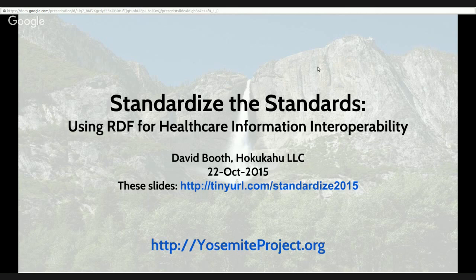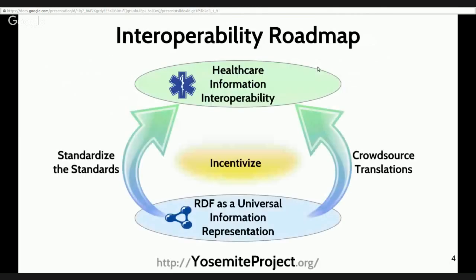You should see the roadmap slide now. The Yosemite Project articulates an ambitious roadmap for achieving interoperability based on RDF, and David will talk more about that in a minute, as a universal information representation. Today's webinar on standardizing the standards drills down into the left-hand portion of the Yosemite roadmap. It describes how RDF can be used as a common foundation to bridge between standards and facilitate standards convergence.